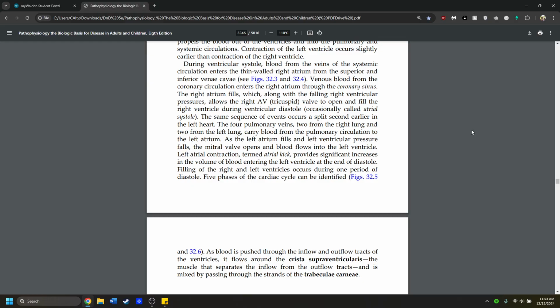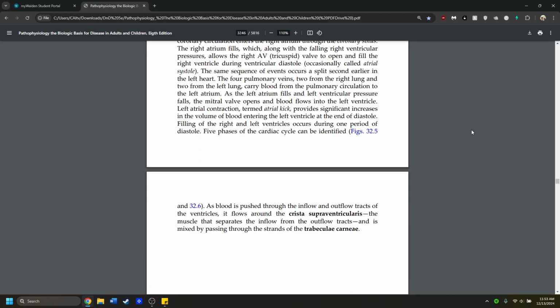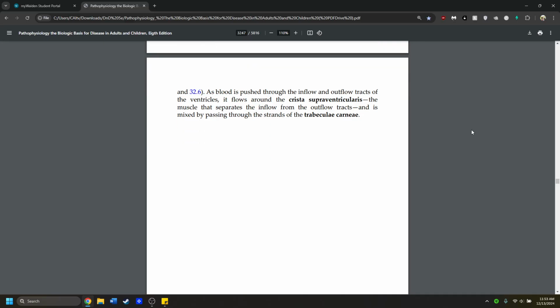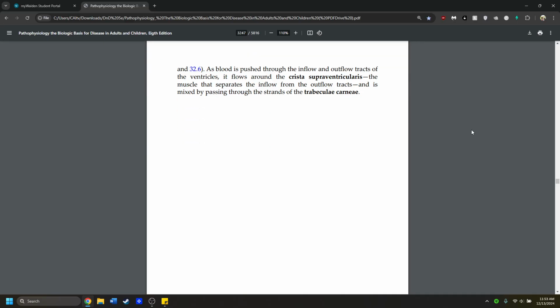Filling of the right and left ventricles occurs during one period of diastole. Five phases of the cardiac cycle can be identified in Figure 32.5 and 6. As blood is pushed through the inflow and outflow tracts of the ventricles, it flows around the crista supraventricularis, the muscle that separates the inflow from the outflow tracts, and is mixed by passing through the strands of the trabeculae carneae.